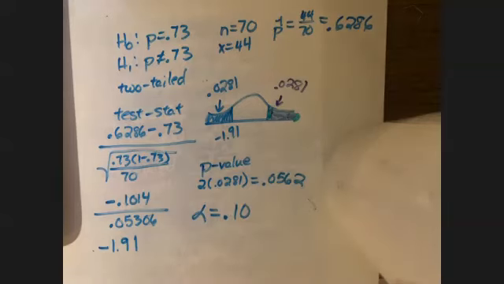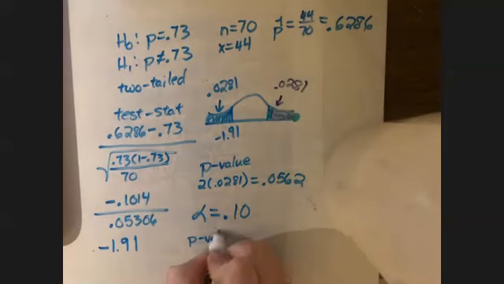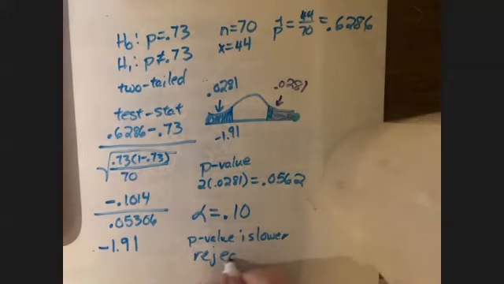The alpha that they give us is 0.10. So here's the question: is our p-value lower than this? In this case, the p-value is lower, so we reject.